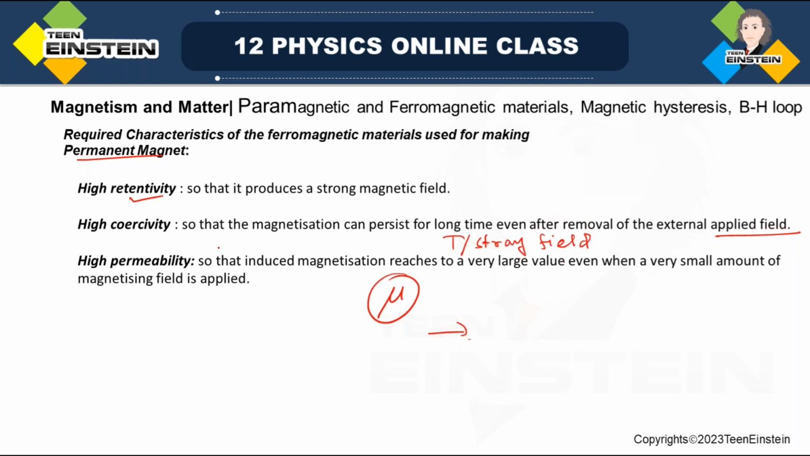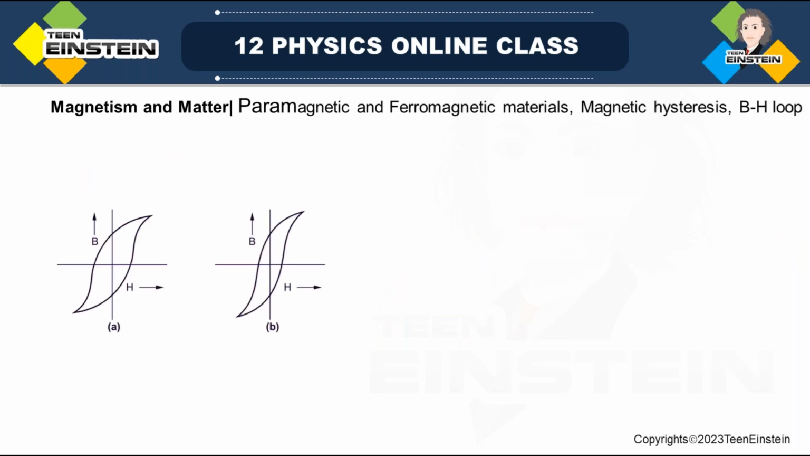That means you have to use a hard ferromagnetic material for making a permanent magnet. And in case of a transformer core or electromagnet, like in a solenoid, a soft ferromagnetic material is used as core. One among them, soft iron, is used in a solenoid as core.